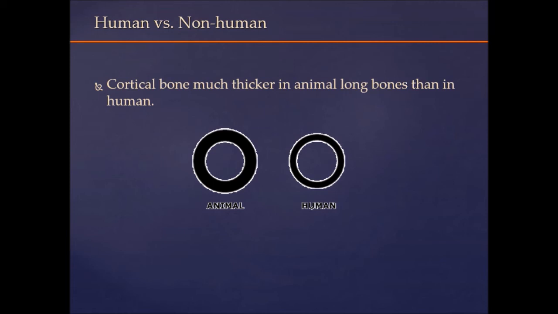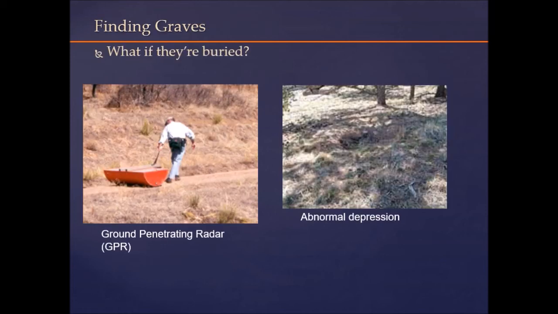If we cut it in half and look down the middle of the shaft of the bone. Okay. So how do we find graves? Well, we've already talked a little bit about this. We talked about the butterflies, and we talked about other things. Abnormal depressions are one of the dead giveaways, which are roughly the size and shape of a human body.